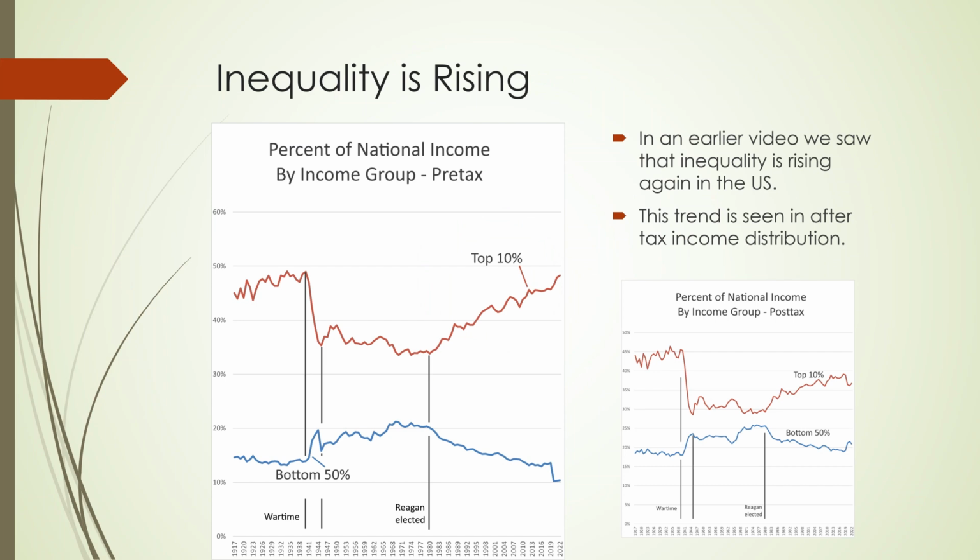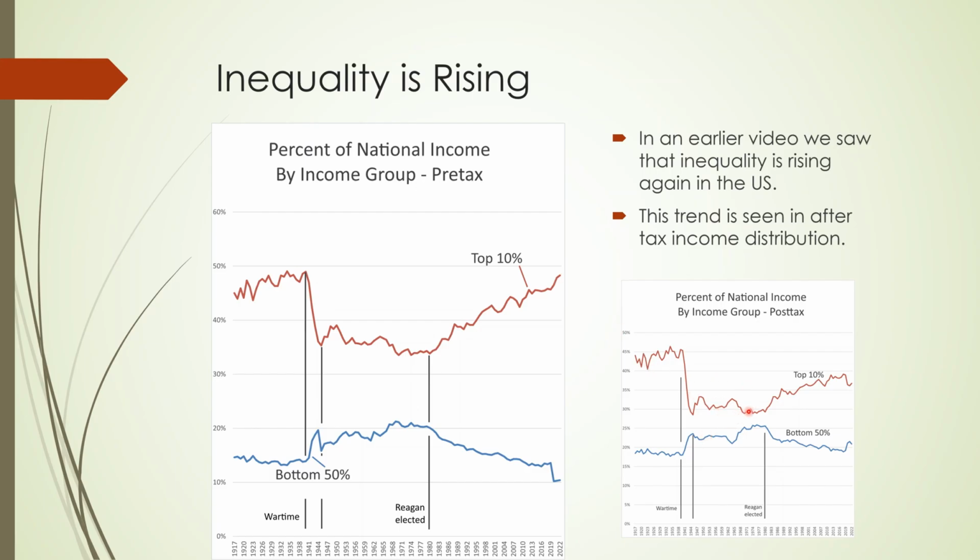Income inequality is rising in the United States. Historically, income inequality was high in the Gilded Age. As you can see in the 1930s, the top 10% took home half of national income, while the bottom 50% had 15% of national income. After the war, income inequality shrank thanks to the New Deal. The middle class expanded, and the share of income going to the bottom 50% increased. After Reagan, right here, income inequality started rising again and is now back up to Gilded Age levels, pre-tax. After tax is shown in the smaller chart.